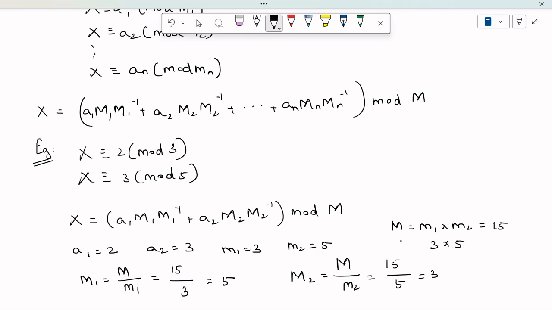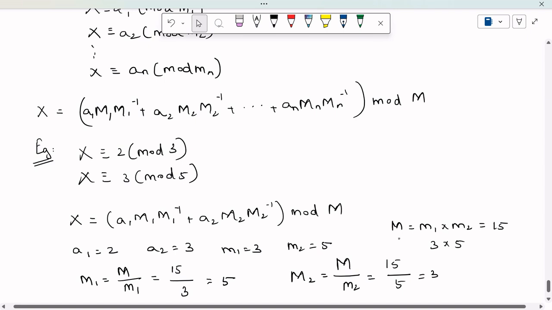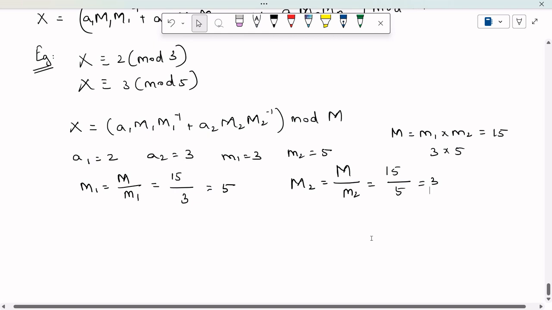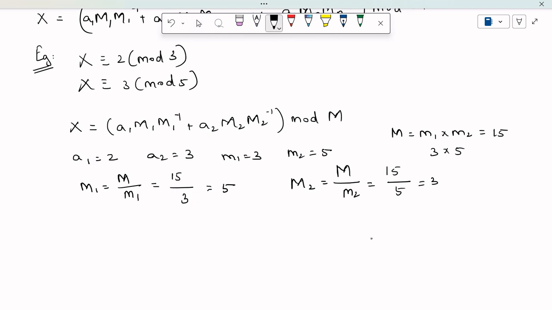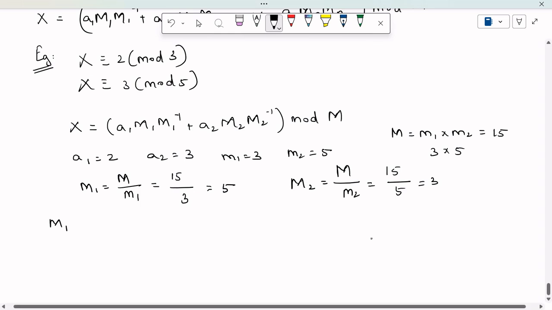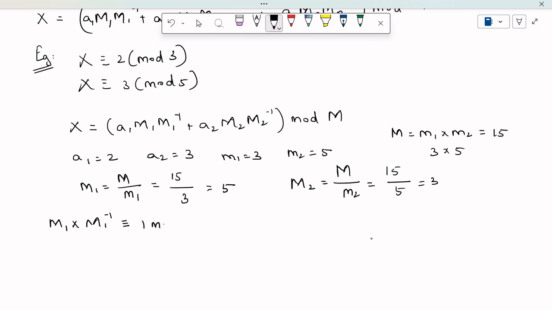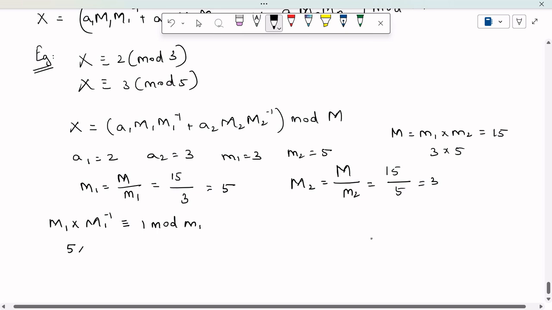Now we have to find the multiplicative inverse. Already we have discussed the extended Euclidean algorithm. You can use that approach, or we can go for the trial and error approach. We have to find M1 inverse. M1 multiplied by M1 inverse gives 1 mod small m1. So capital M1 is 5, multiplied by something, should be congruent to 1 mod 3.